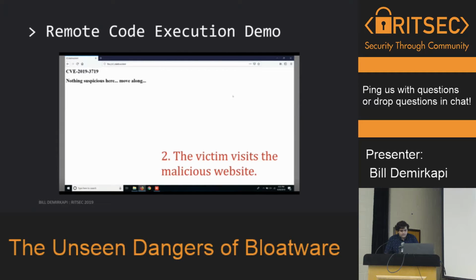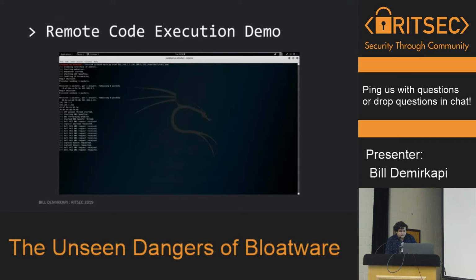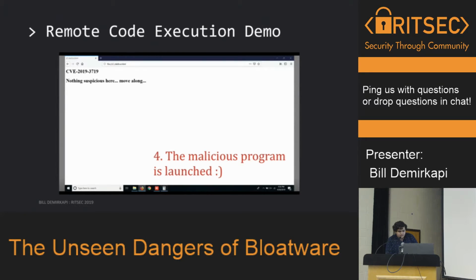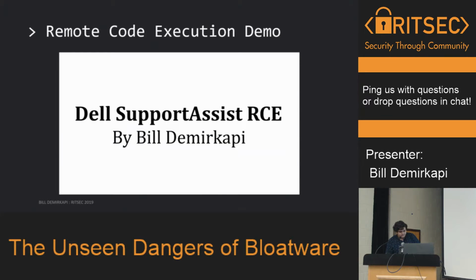So when the victim visits a malicious website, we'll actually see in the proof of concept that the attacker receives confirmation about the exploit being delivered. You'll see a bunch of requests saying that the DNS request was received for the Dell RCE attack. And then we'll actually also see that the exploit binary was requested. That's key. That's what the service was requesting. And then finally, the malicious program is launched. And as you can see here, our malicious program is the calculator. Okay, that's the first bug.